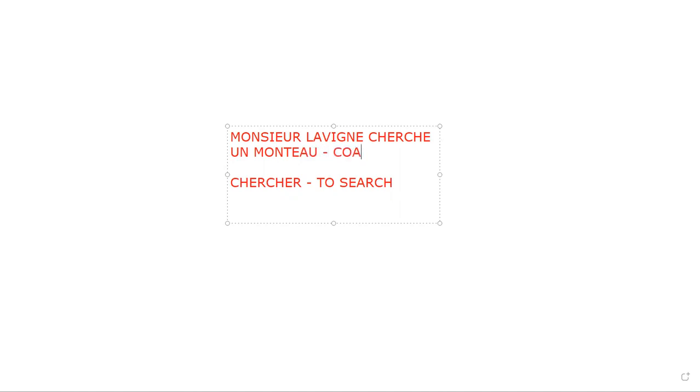A manteau, we have a coat, you know, the dressing of the coat. So it means he's looking for a coat. Is it clear to you, team? Sir, I didn't get the meaning. Can you explain it again? Lavin is the name of the person. Monsieur is Mr. Lavin is looking for a coat. So what is manteau? Coat, C-O-A-T, the one you wear. Okay, so Monsieur Lavin cherche un manteau.